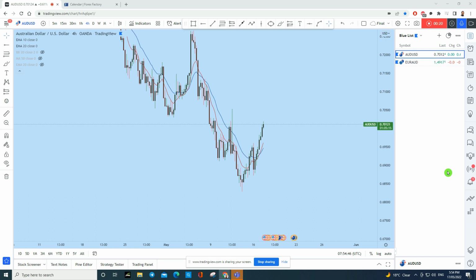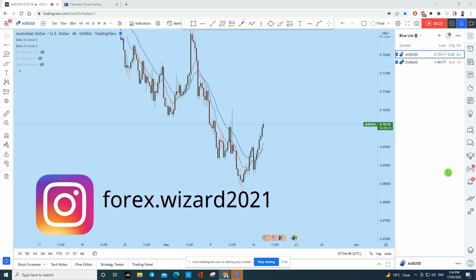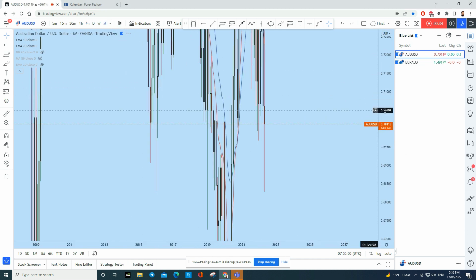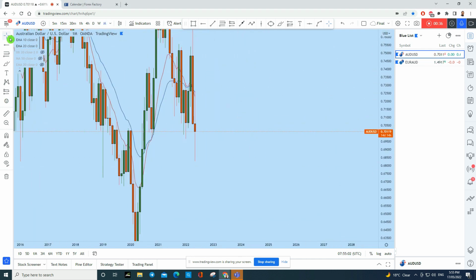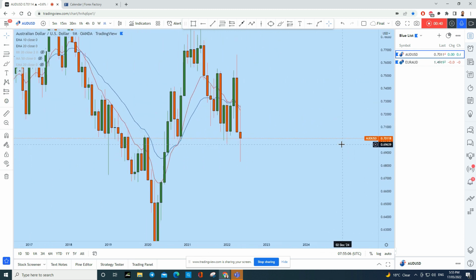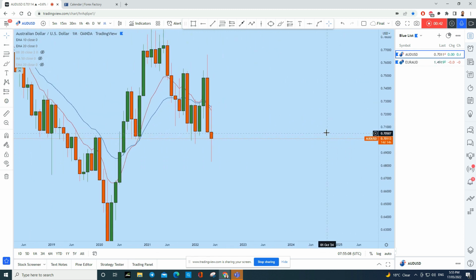So first of all, we will be starting with Aussie dollar and then we'll go to the Euro AUD. Make sure you stick till the end to see how both of these pairs are giving us a trading opportunity. Now starting with monthly time frame on Aussie dollar, let's first of all see the bigger picture so that we can see the clear direction in the market before jumping on the lower time frame.